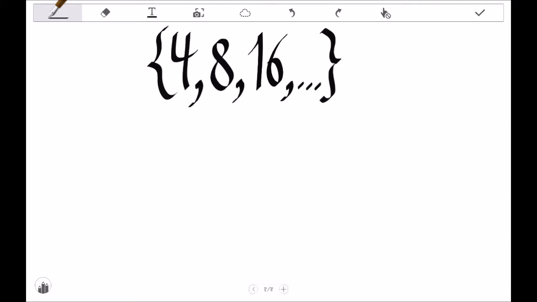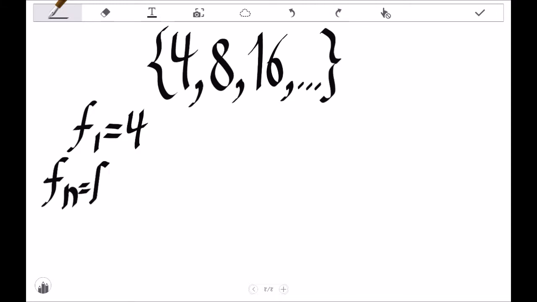Now we'll plug the numbers into our formulas. We'll start with the recursive formula. Because 4 is our first term, that means that it is our a, which means that the first part of our recursive formula will be f1 equals 4. And we already determined that our common ratio, or r, is 2. So that means the second part of our recursive formula will be fn equals fn minus 1 times 2.